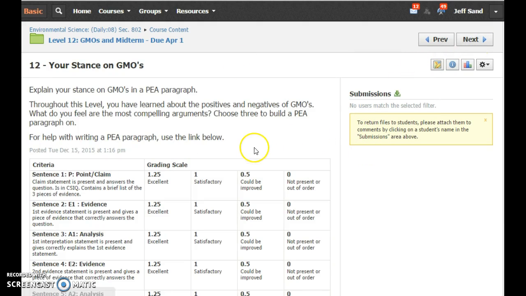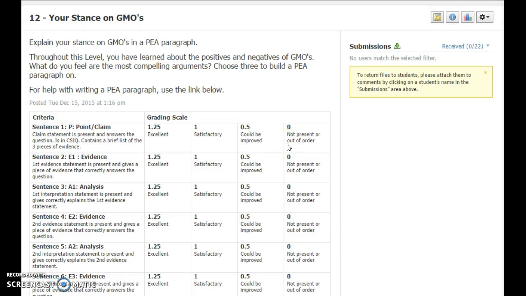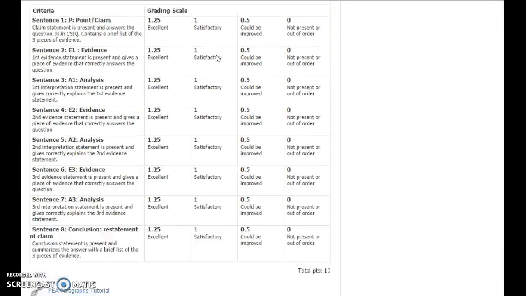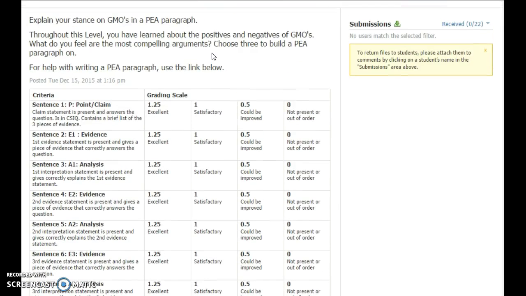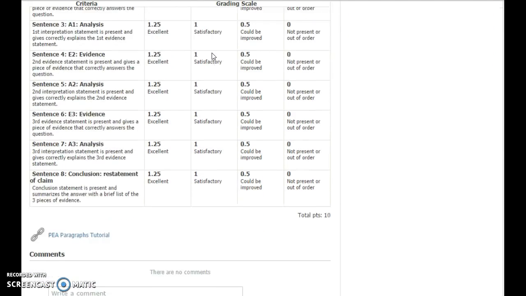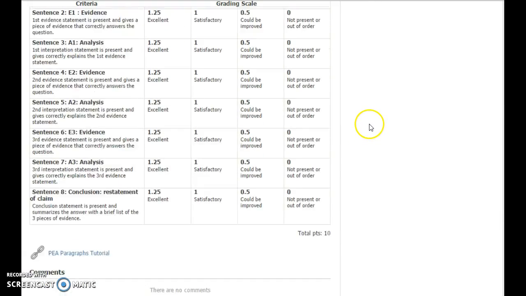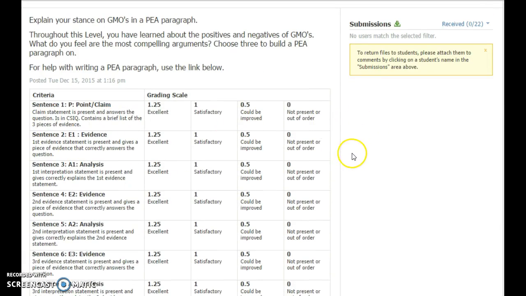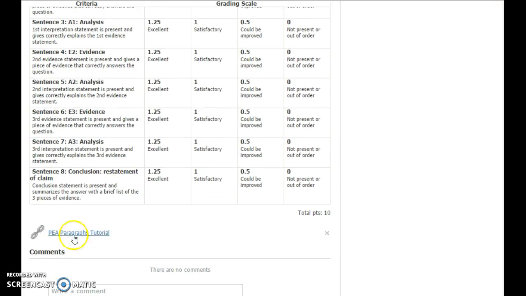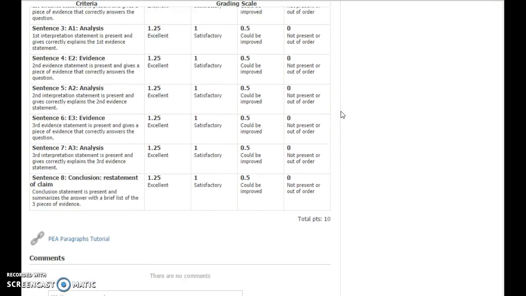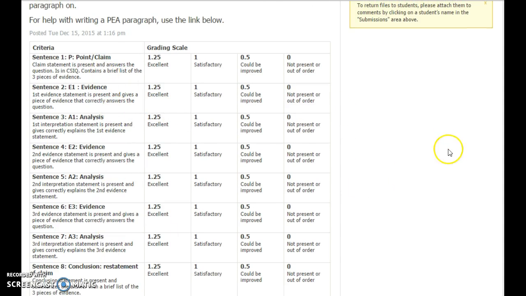From there, you will be creating a PEA paragraph. And what you'll be writing about is taking a side. Should we or should we not be creating or consuming GMOs? Here's a PEA paragraphs tutorial. If you feel like you need to brush up on this, it's been a few weeks since we've done it, please watch this and make sure that you're referring to this rubric so that you make sure you have all the pieces here.